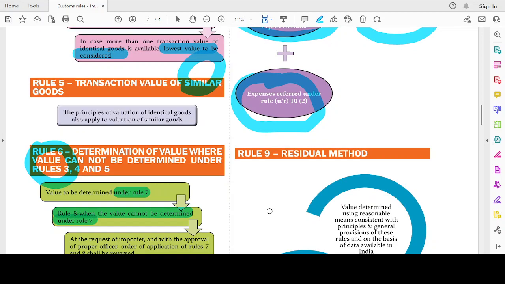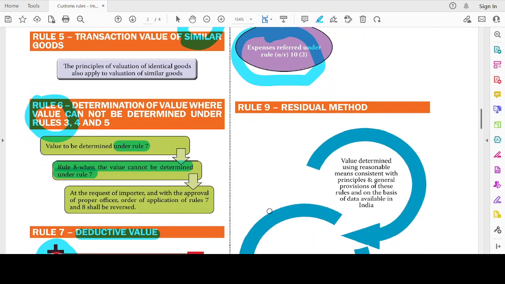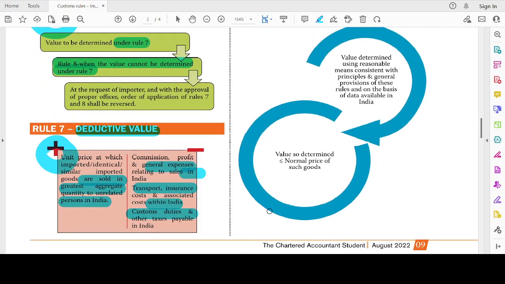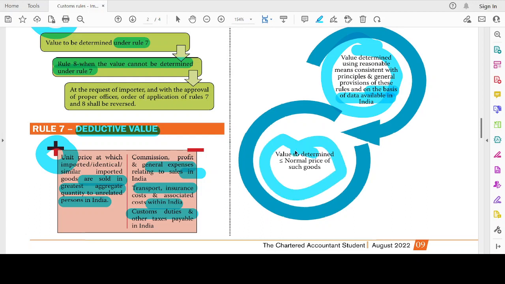Now rule 9 is nothing but the residual method. If I'm not able to determine the value under any of the above rules, then the value can be determined using reasonable means, consistent with the principles and general provisions, on the basis of data available in India. Whatever data I have, with that data I determine some value. That value should be less than or equal to the normal price of such goods. For example, if some engineering equipment is normally sold at 1 lakh, this value should not exceed 1 lakh. It should be less than or equal to that value.